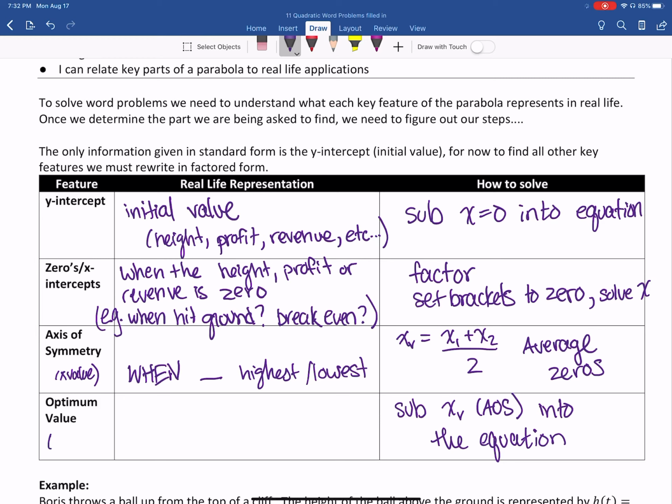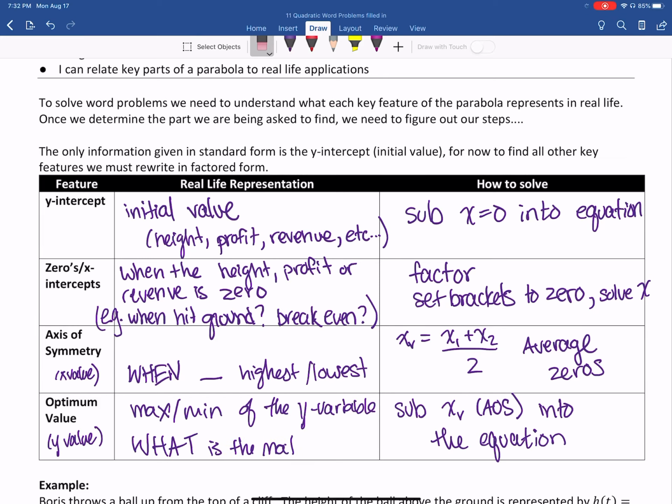Where your optimum value is the y value of the vertex. So it's just like the maximum or minimum of the y variable. So it's usually what is the max or min value.